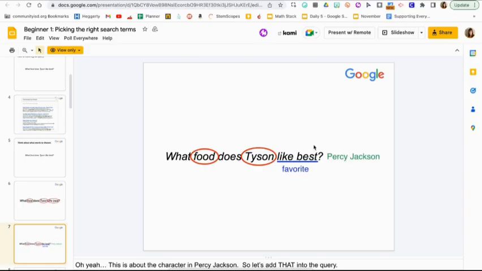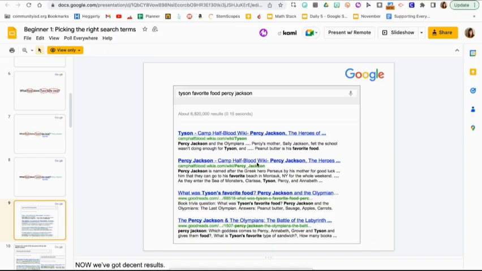For example, we want to know the food the character Tyson from the Percy Jackson series likes the best. So Tyson and food would be key terms. We can also take the words like best and use a more specific term, such as favorite, to make our query even more specific. And then, of course, we need to add the words Percy Jackson so that we ensure that we get information about Tyson from the Percy Jackson series versus Tyson, the chicken maker.